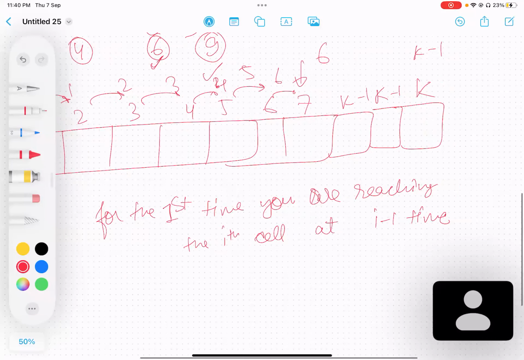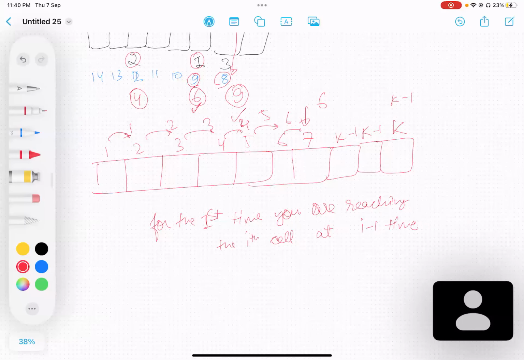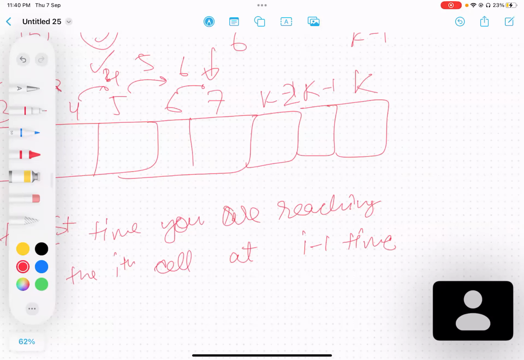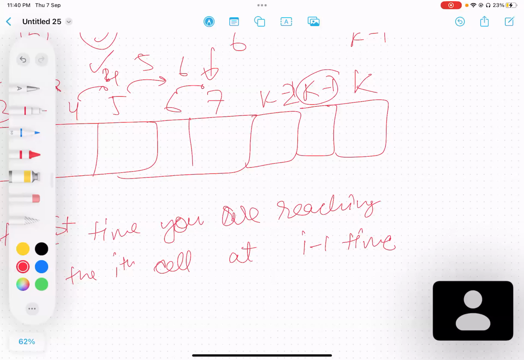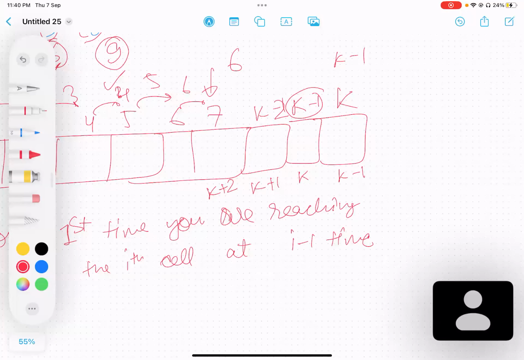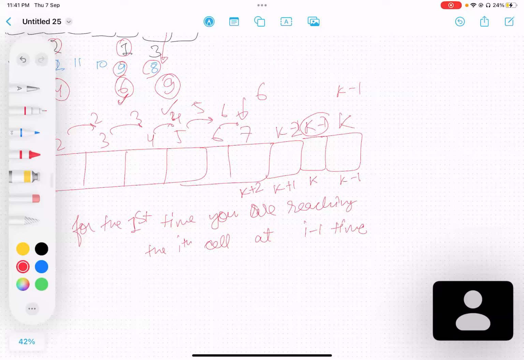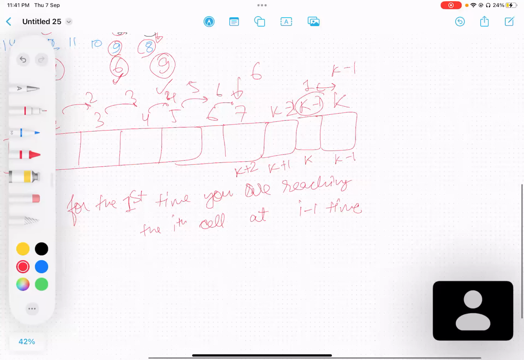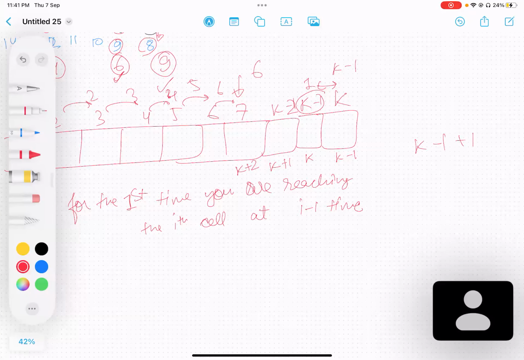Similarly, when you will be reaching for the second time, let's say I want to compute for k minus 1. Since I reached k for the first time at k minus 1, here I reached at k minus 1. So I will reach here at k, right? Again, then k plus 1, then k plus 2, right? So if a cell is at a distance of 1 from k, then it will take k minus 1 plus 1 time, right?